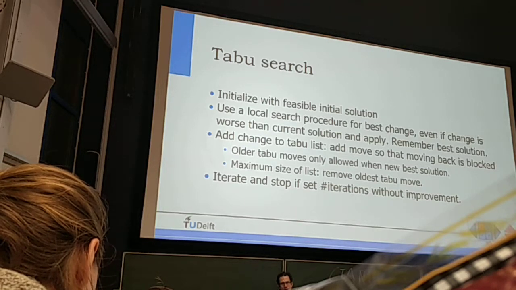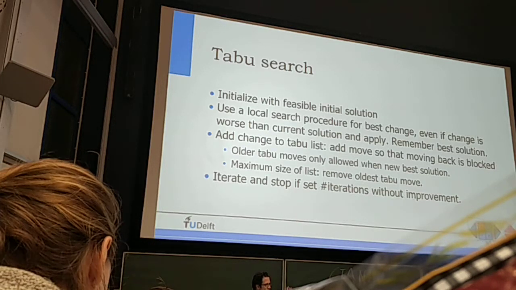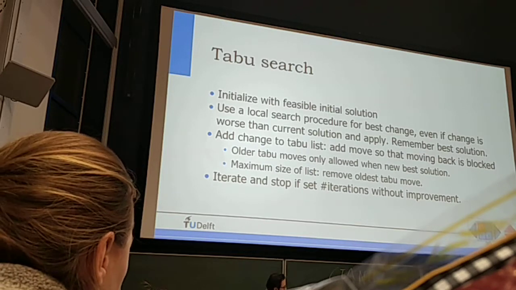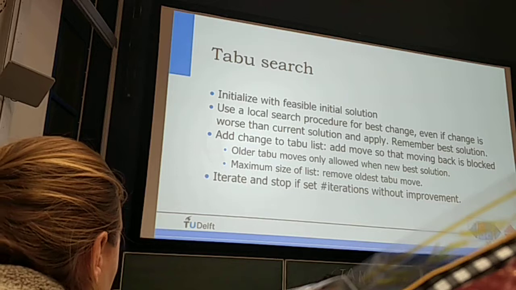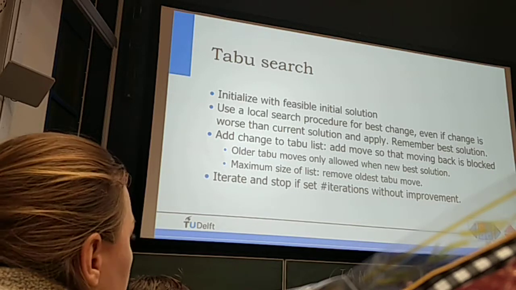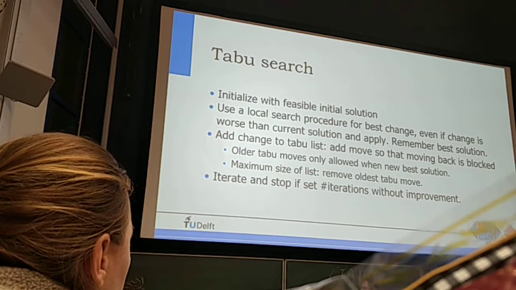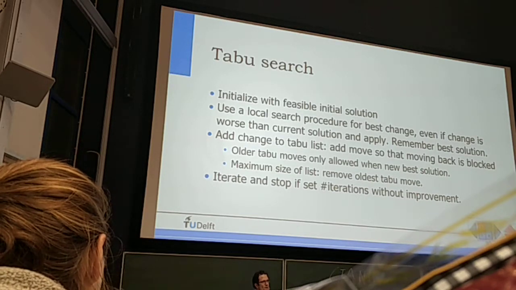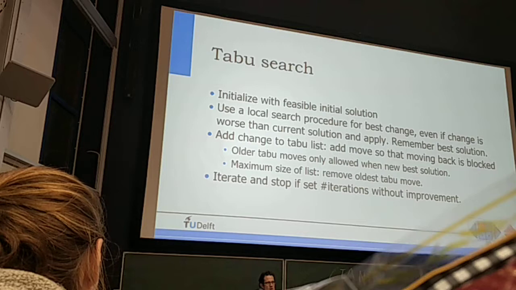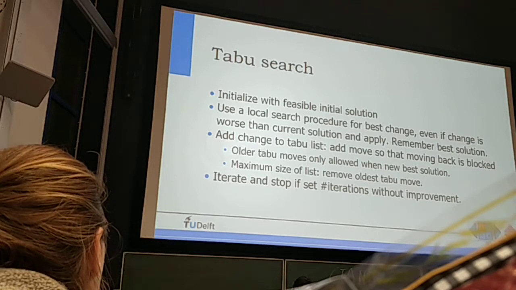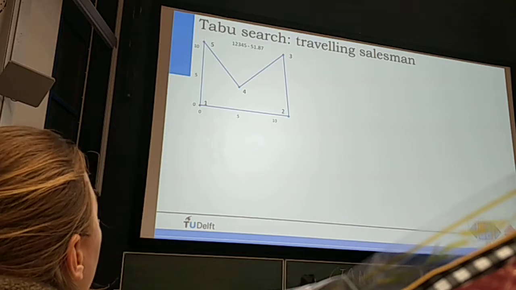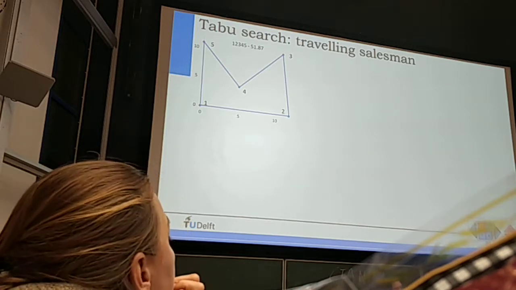And there's a maximum size to the list of taboo moves, so at one point you'll simply scrap them and forget about them. So you iterate, and you stop if you have a number of iterations, usually without improvement. So you keep on going until you have, like, 10 iterations without an improvement. In that case, you say, okay, this is the best solution I found, and that's what you assume is your global optimum.